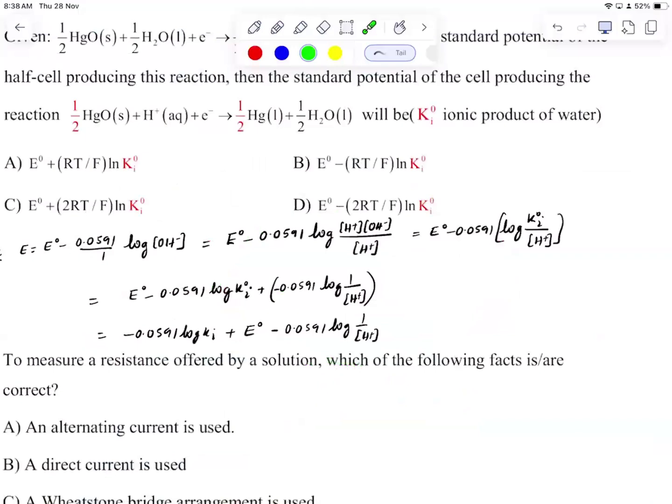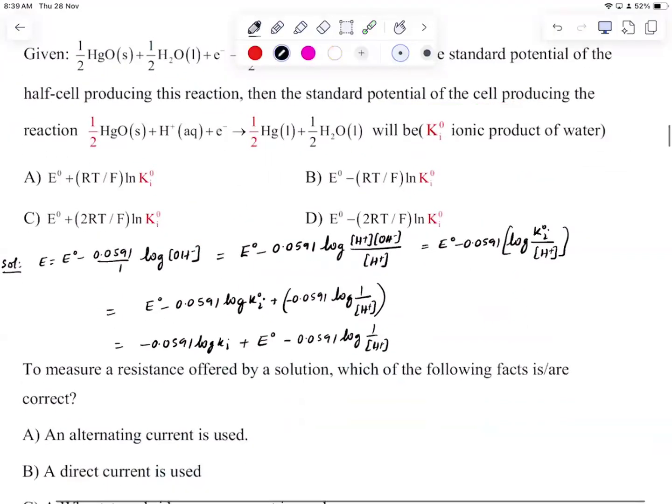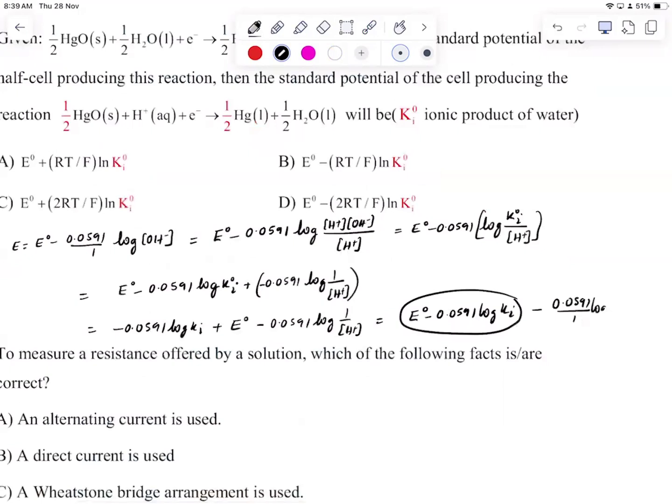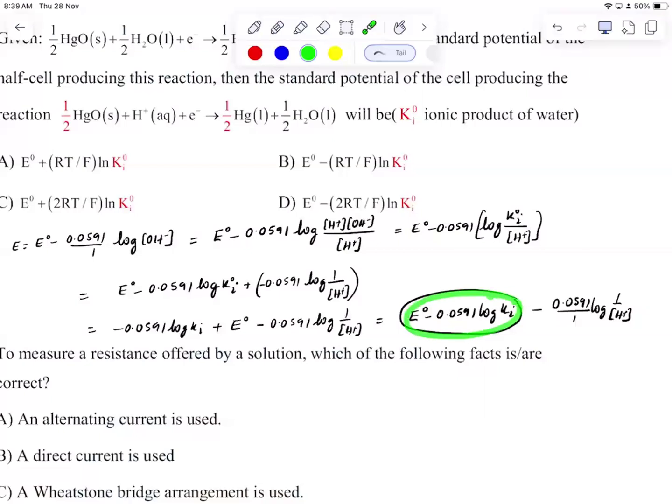So now this will be the Nernst equation. Hence the standard potential for this one, because he asked about the standard reduction potential. What will be the standard reduction potential? That will be equal to E naught minus 0.0591 log of Ki. This entire thing should be the standard reduction potential minus 0.0591 by 1 into log of 1 by H plus concentration. Now you could notice that this entire thing is a standard reduction potential or a constant value. That minus this will give you the electrode potential. So the question asked is for this one. What is this value? This 0.0591 is nothing but RT by F. So E naught minus RT by F into log of K, which is option B.